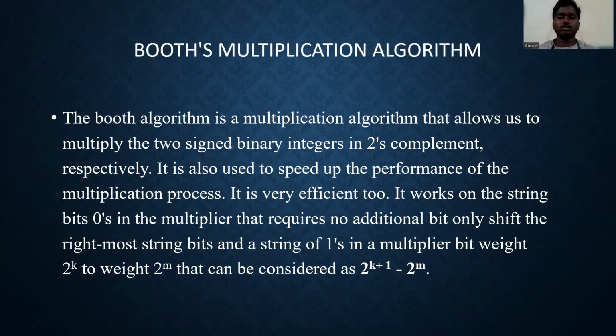Booth multiplication is a multiplication algorithm that allows us to multiply two signed binary integers in two's complement. It is also used to speed up the performance of the multiplication process. It is very efficient to work on strings.